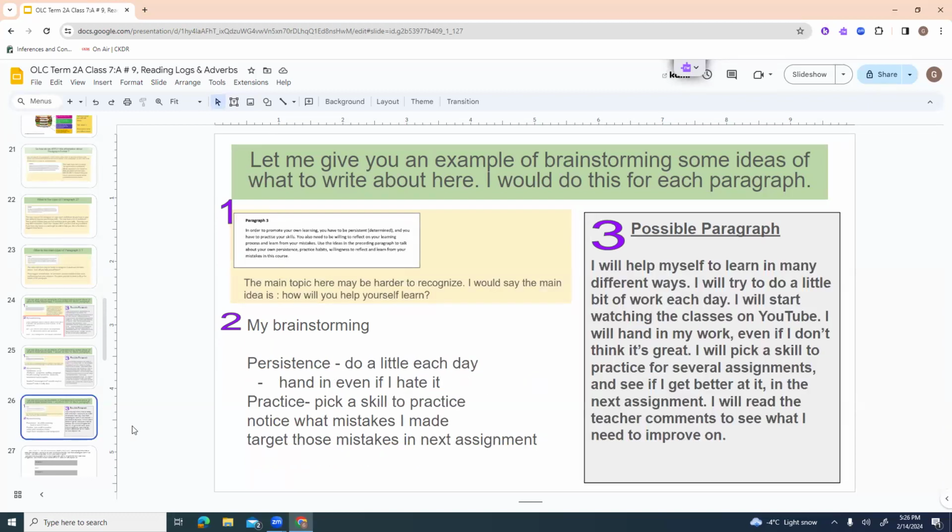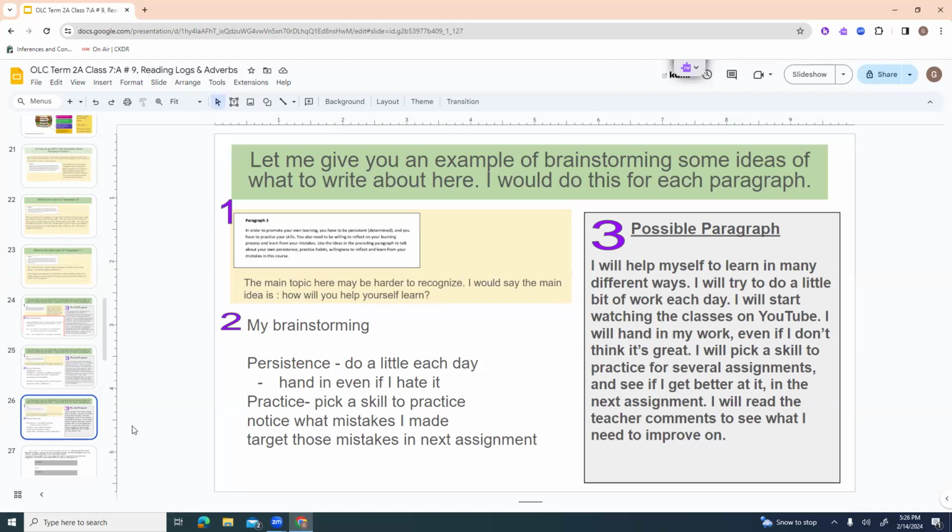Okay, and now we're moving on to the last paragraph here. The last paragraph, the main topic is how are you going to help yourself learn? So my brainstorming on ideas for that would be persistence, do a little each day, hand it in, even if I hate it. Practice: pick a skill to practice, notice what mistakes I make, target those mistakes in the next assignment. So, like if I noticed that I keep getting notes from my teacher about remember to put things in paragraphs, then the next assignment, I'm going to really make sure I pay attention to the paragraphs.